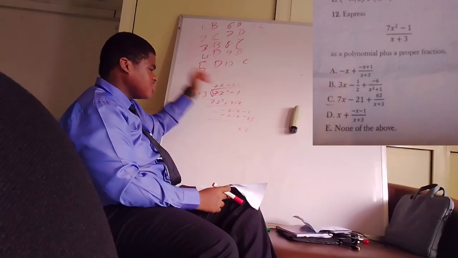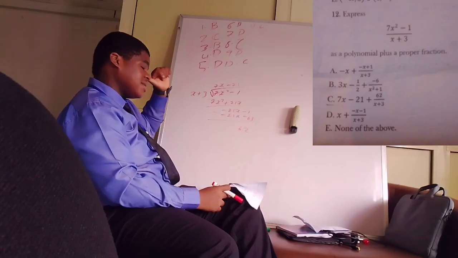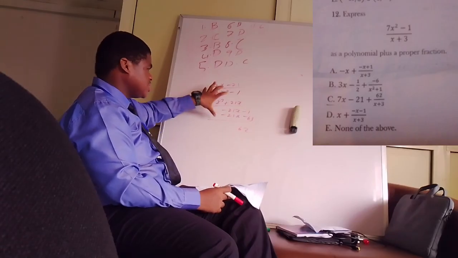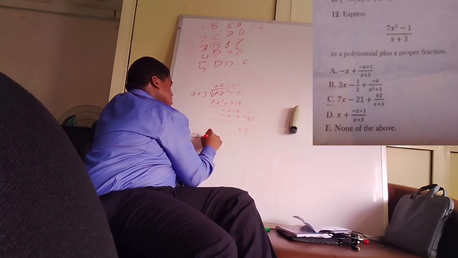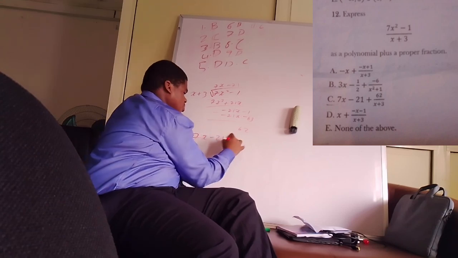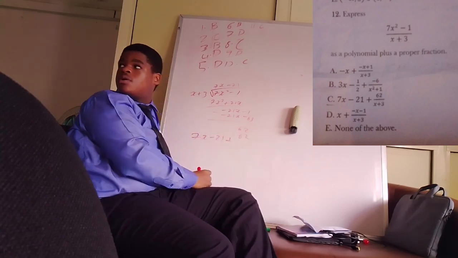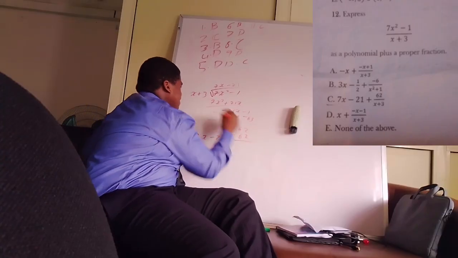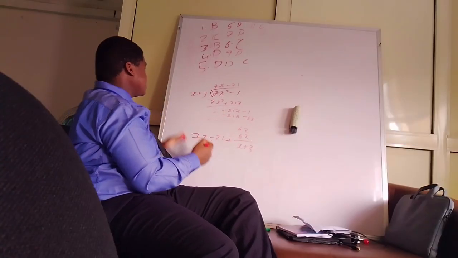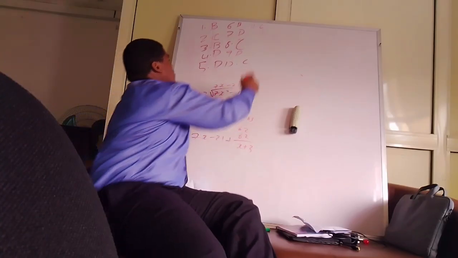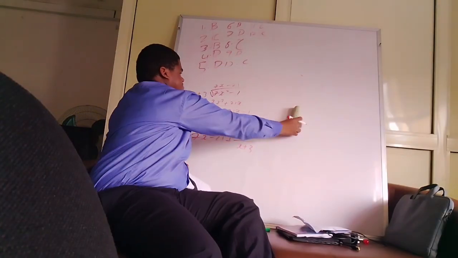This 21x that we showed in that forcing method also shows here in the long division method. So you write down the quotient 7x minus 21 plus the remainder 62 divided by the divisor x plus 3. So that's option C. Question 12, option C.